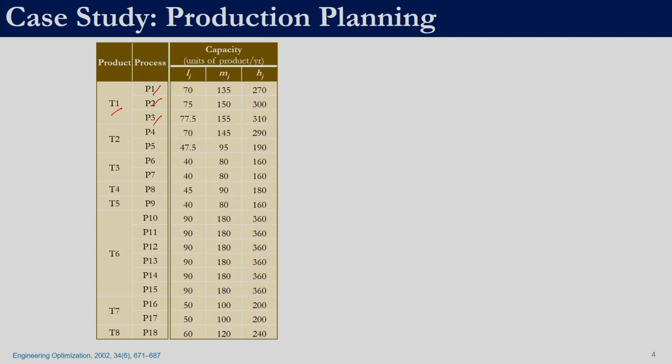These are the capacity levels at which the production cost and investment costs are known. For units of product we can take it as tons. If we decide to produce 70 tons per year, we know the production cost and the investment cost. If we decide to produce 135 tons per year, the production cost and the investment cost are known. And if we decide to produce 270 tons per year, we know the production cost and the investment cost.